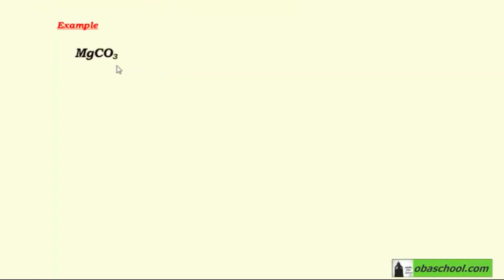So we have magnesium carbonate, and we're given the relative atomic mass of each element. Carbon equals 12, oxygen equals 16, and magnesium equals 24. The relative atomic mass is always given, so don't worry, but pay attention now to how to calculate the relative formula mass of magnesium carbonate.